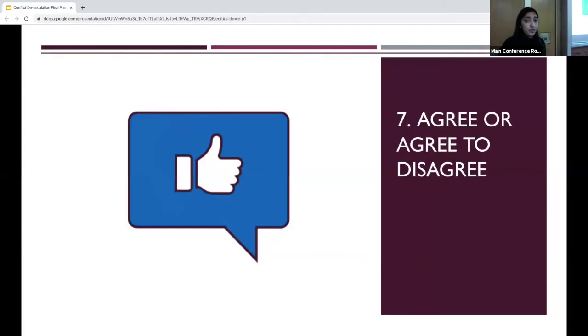Number 7 is to agree to disagree. So there are 3 different ways that you can agree with the patient. The first is agreeing with the truth, which may or may not be the case. So if you don't think what the patient's saying is the truth, you shouldn't agree with what they're saying, but you can agree with their principles.